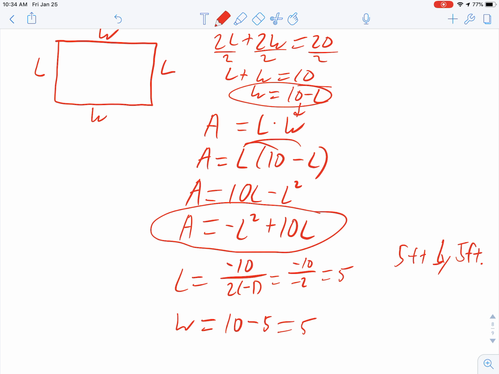When you're writing it, you can write the two dimensions as 5, 5, or as 5 feet, 5 feet. Either way to write that answer is fine.